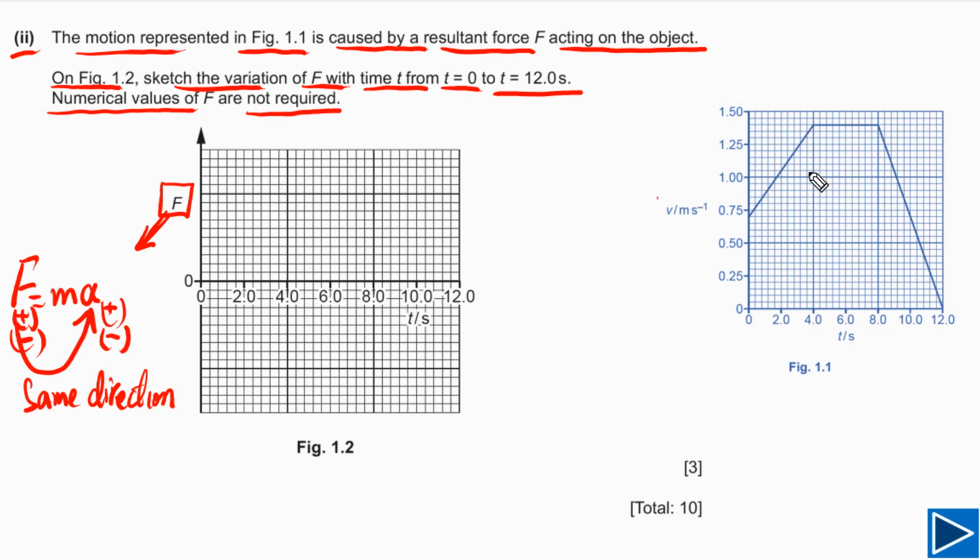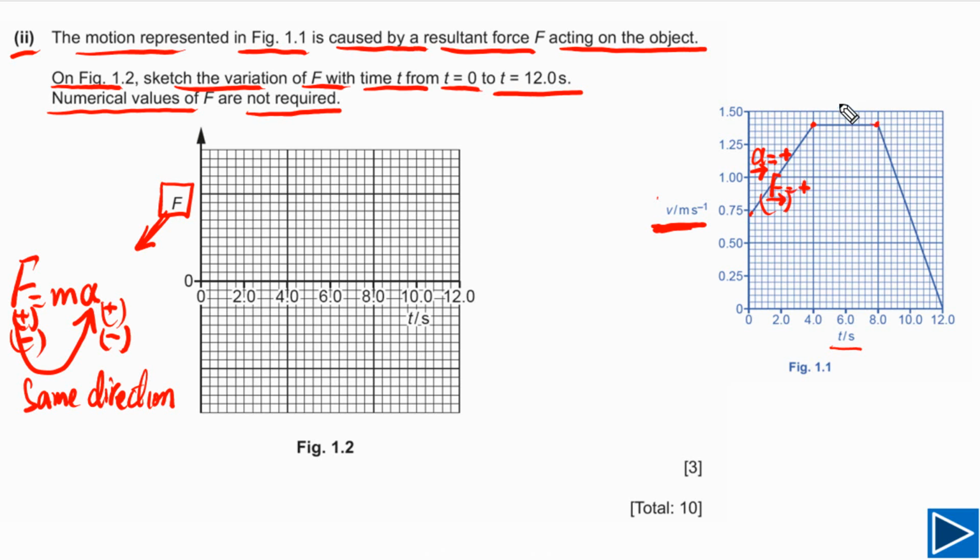Now let's try to find out when acceleration is constant, when acceleration is positive, when acceleration is negative, and when acceleration is zero. If we simply look at this velocity versus time graph, velocity is on y-axis and time is on x-axis. Simply we need to find the gradient. If we look at this gradient, from this point to this point, this gradient is constant and this gradient is positive. So it simply means that acceleration is constant and acceleration is positive. So we can also say in this case force is positive and the resultant force is also constant.